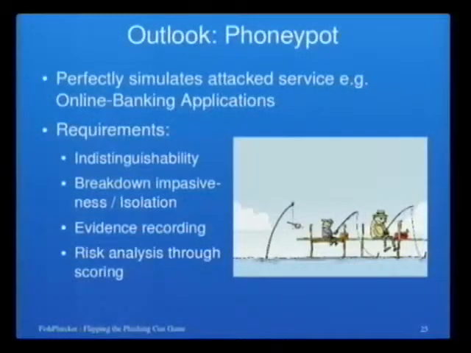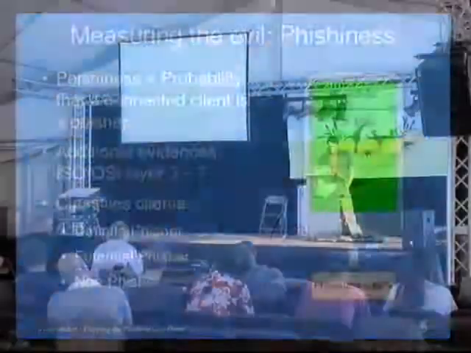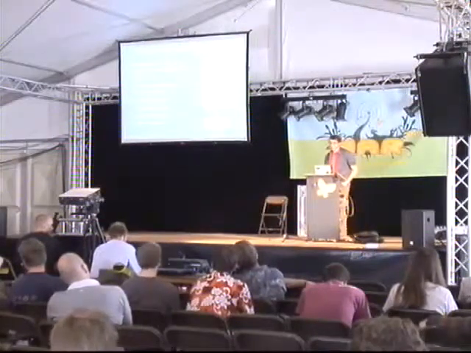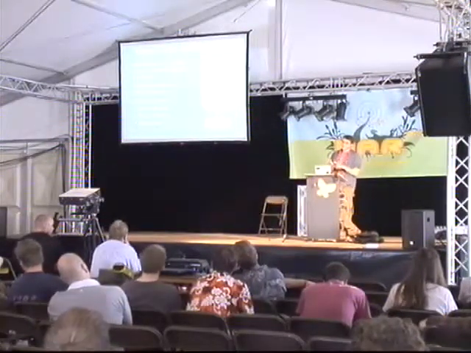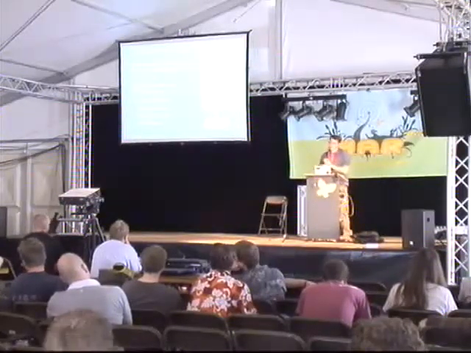Of course, all the traces you leave at the phonypot should be recorded, and you can make a risk analysis through scoring. We call this phishiness, I mean, measuring the evil. Phishiness is the probability that a connected client is a phisher, and you can put them in 3 different levels. You can say, okay, this is a definite phisher because he uses a phony token. If someone comes to my online banking application and tries to log in with a phony token, then this must be a phisher. We can redirect him to the phonypot.